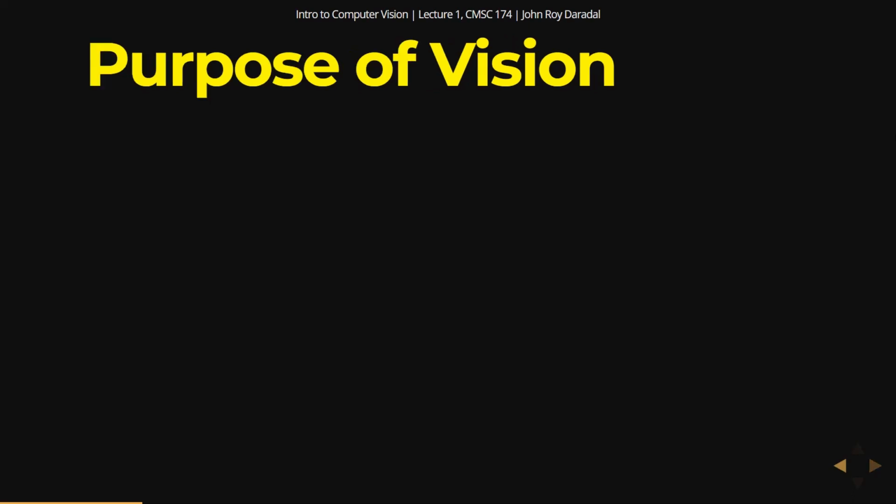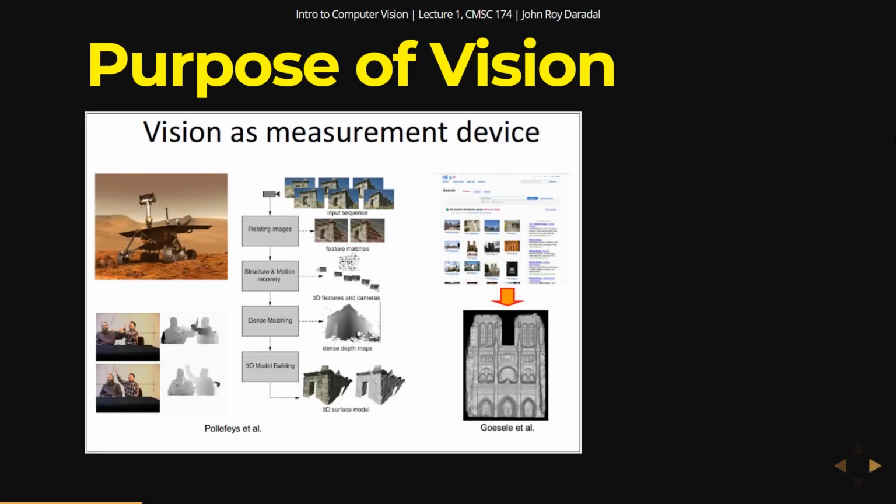Now, for humans, the purpose of vision is basically two main things, right? First, we use vision as a measurement device. Okay, so we use our eyes to perceive how far away something is. Okay, how big an object is, or yeah, the size of the object basically. So when you have, for example, the Mars rover, it needs vision for it to be able to see the obstacles along the way.